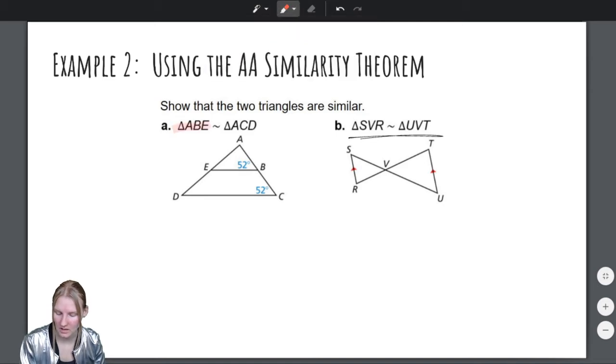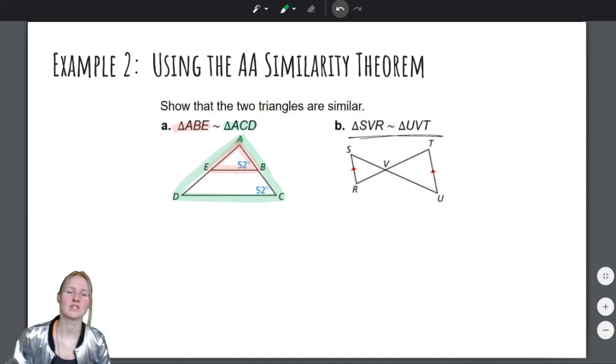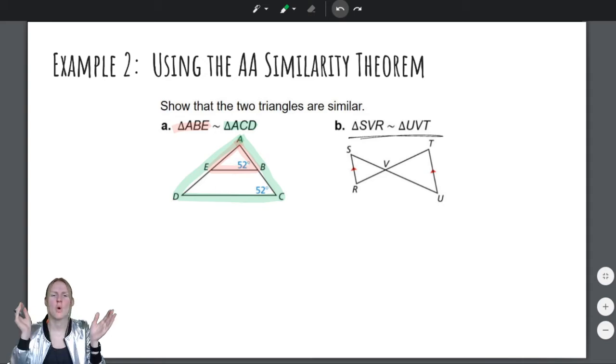They're telling me, and in fact, I'm going to color code, like I told you. They're saying triangle ABE is similar to triangle ACD. They're saying that the red triangle is, not congruent, whoa, similar to the green triangle. We need to show that that is true. Why? How do we know that the red shape is similar to the green shape?